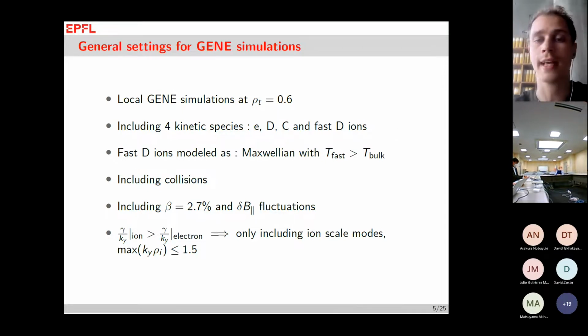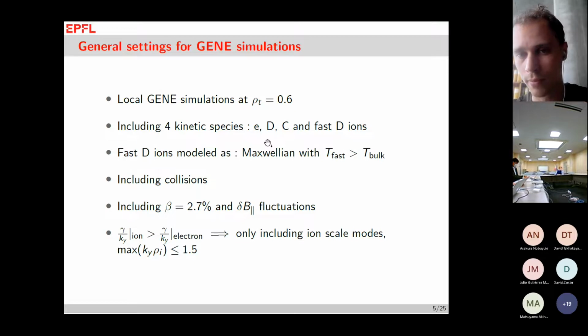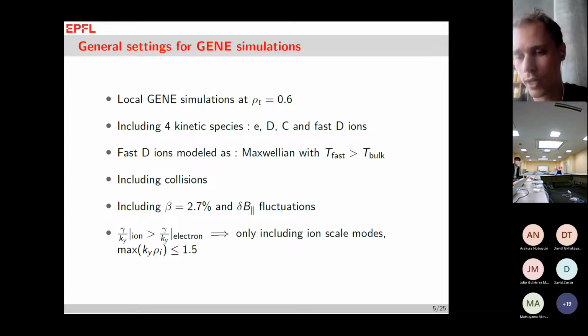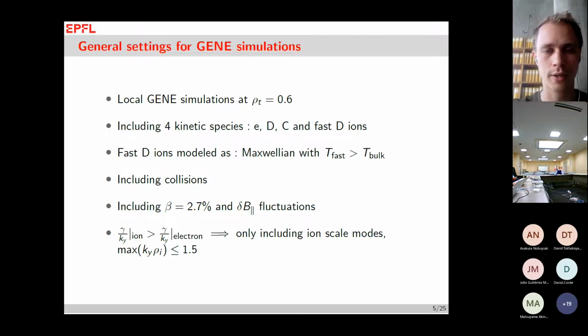So we have kinetic electrons and main deuterium ions. Then we have the carbon impurities. And finally, due to the presence of MBH, we also have the fast deuterium ions. And in this work, they are modeled rather simplistically. We simply take a Maxwellian, but at a larger temperature. So the fast ions have a higher temperature compared to the bulk, but are otherwise modeled by a Maxwellian.